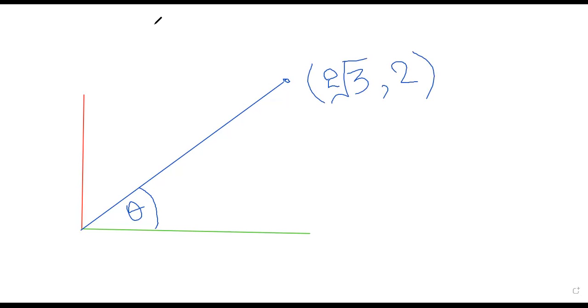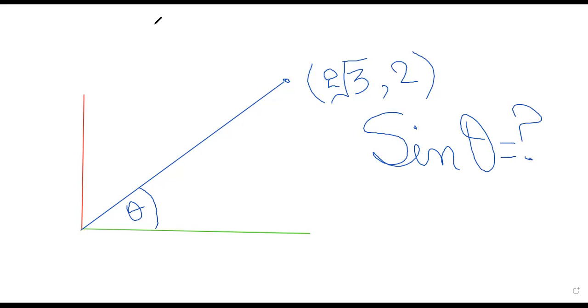Now, what you have to find in the figure shown to you: what is sine theta? So we are looking at only one trigonometric ratio, that is sine of theta. So you must have pen and paper. Okay. So you do something and you will have to recall SOHCAHTOA.